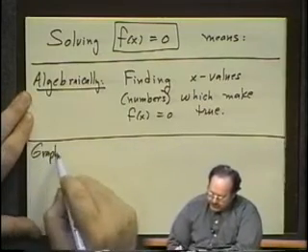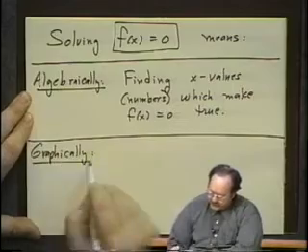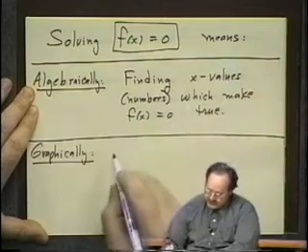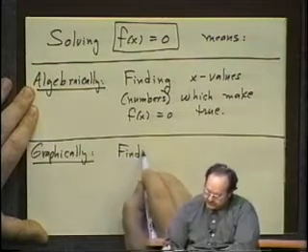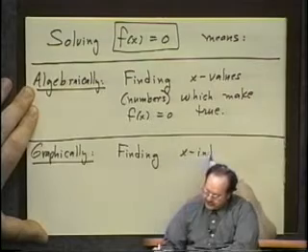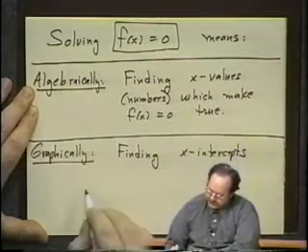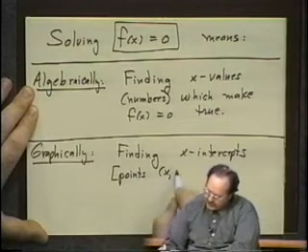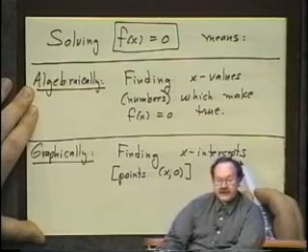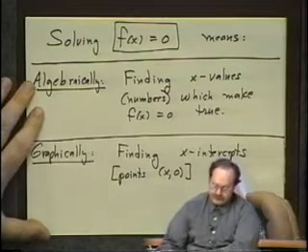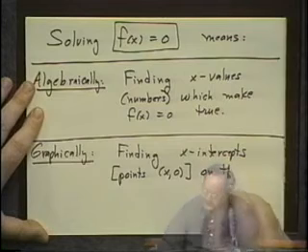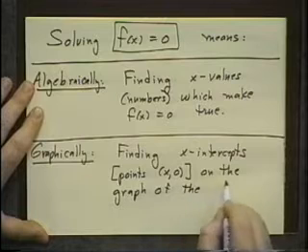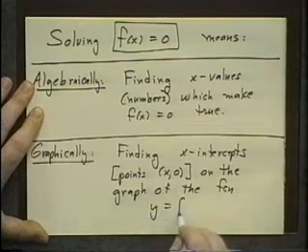Graphically, what is the picture that goes along with this that we want to get used to? The picture is solving f of x equals 0 means, pictorially, finding x-intercepts. Now remember what those are. Those are points of the form x comma 0. Because they intersect the x-axis, their y value is nothing. It's 0. Finding x-intercepts on the graph of the function y equals f of x.